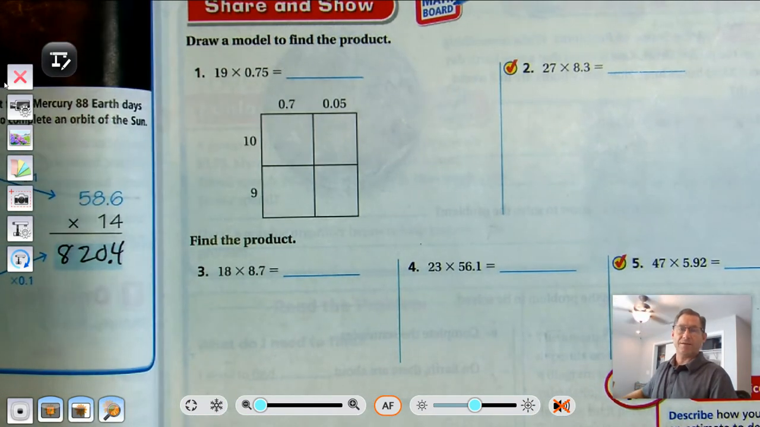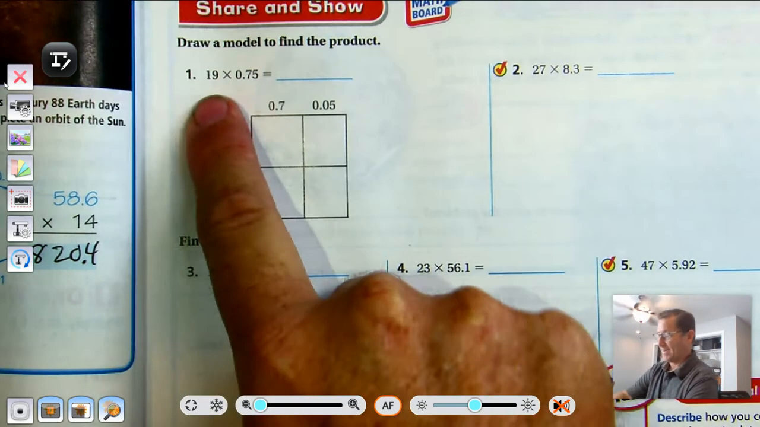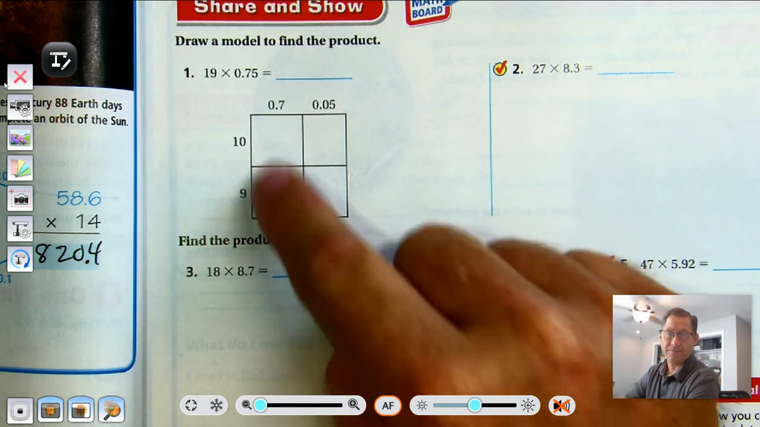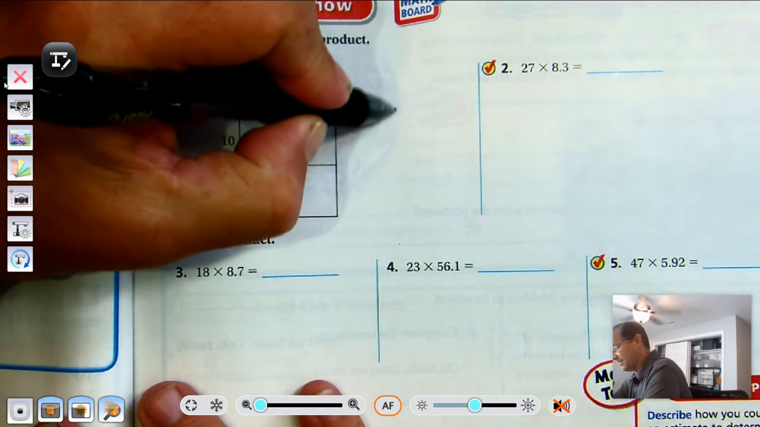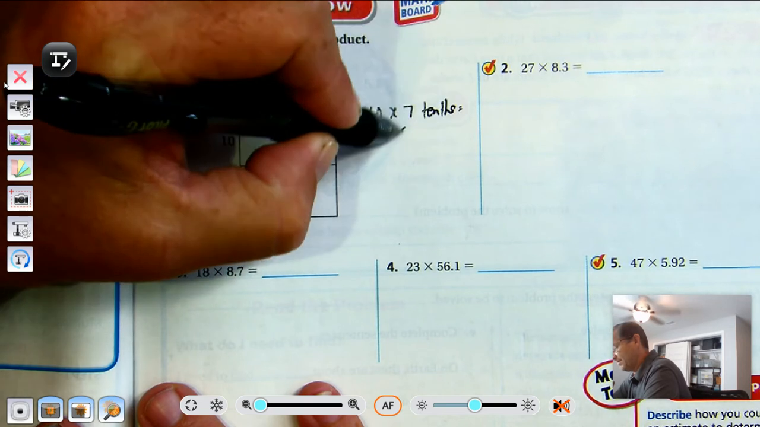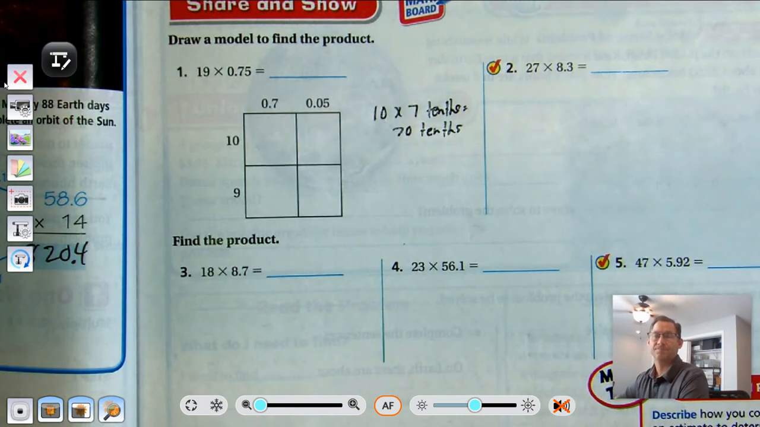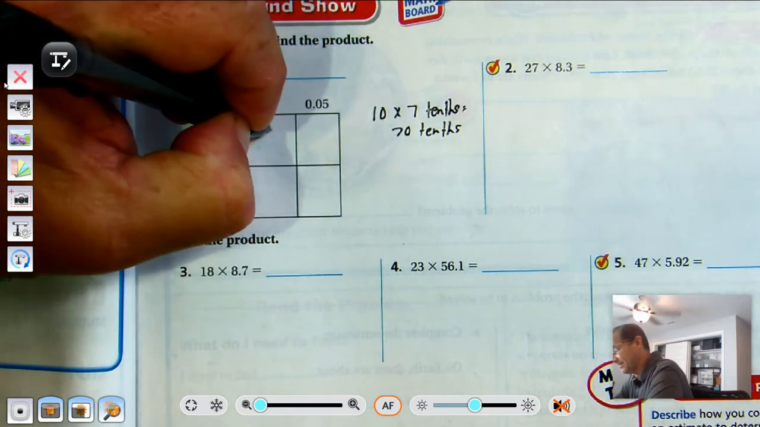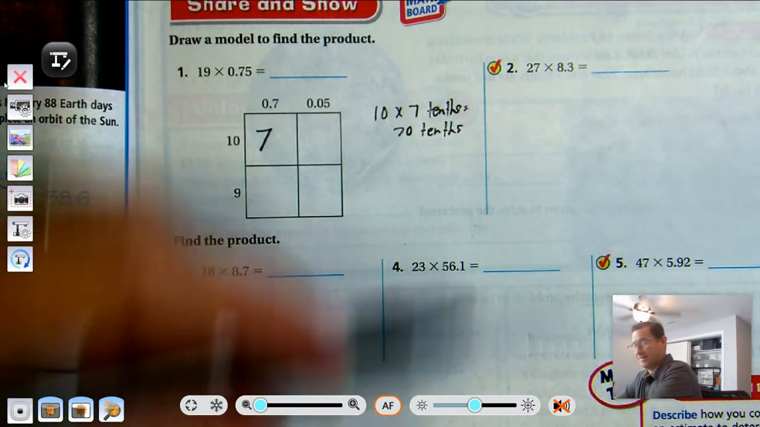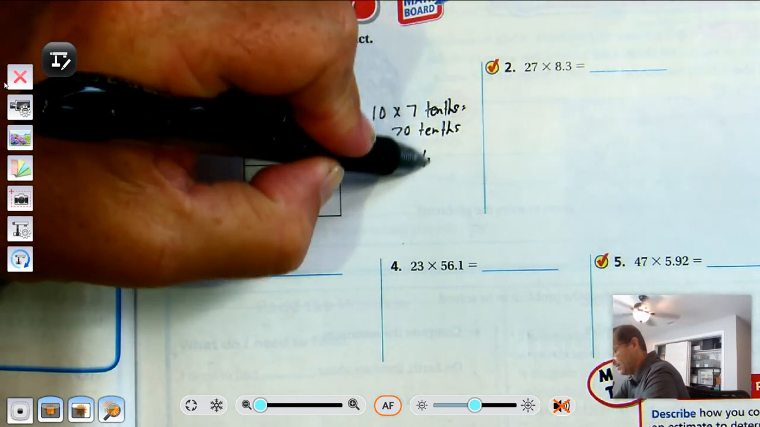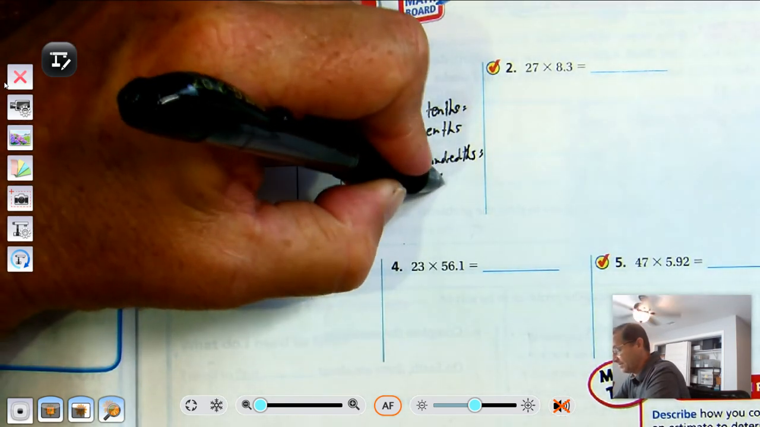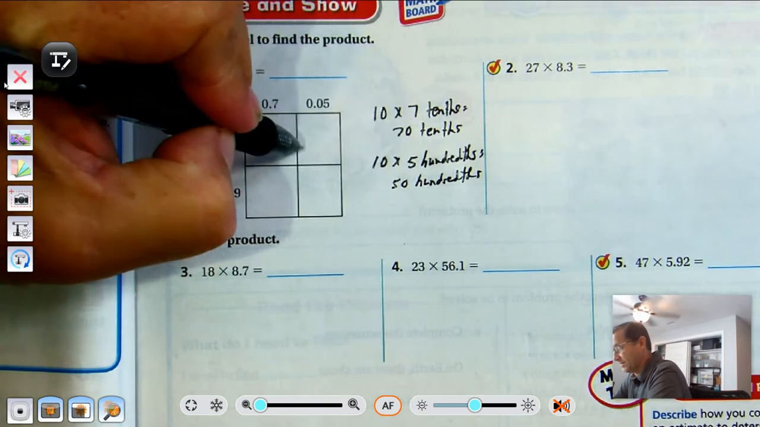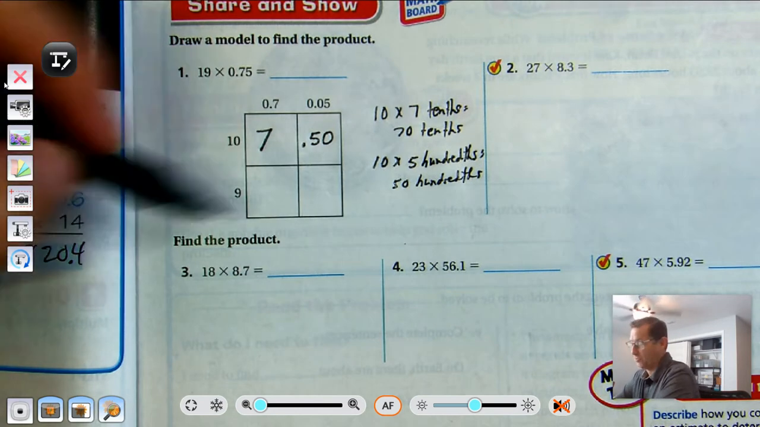All right, so draw a model to find the product for numbers 1 and 2. So we have 19 broken up into expanded form 10 plus 9, and 75 hundredths as 7 tenths plus 5 hundredths. 10 times 7 tenths. That's 70 tenths. Well, 10 tenths in every one whole, so 70 divided by 10 is 7. Okay. And then 10 times 5 hundredths. 10 times 5 hundredths is 50 hundredths. And how do we write 50 hundredths? 0.50.